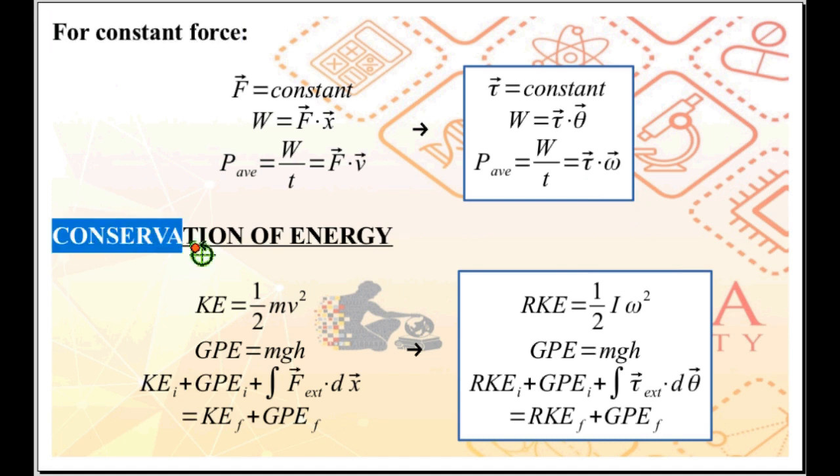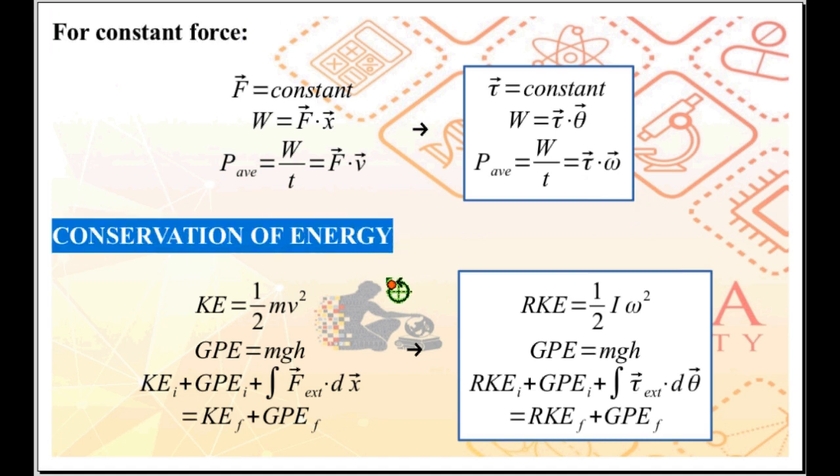Next, we have conservation of energy. For conservation of energy, mainly we are talking about mechanical energy because we are still in the topic of motion: motion in a straight line, angular motion. So energy associated with motion, you have mechanical energy: kinetic energy and gravitational potential energy. For kinetic energy, you have 1/2 mv squared. Gravitational potential energy is mgh.